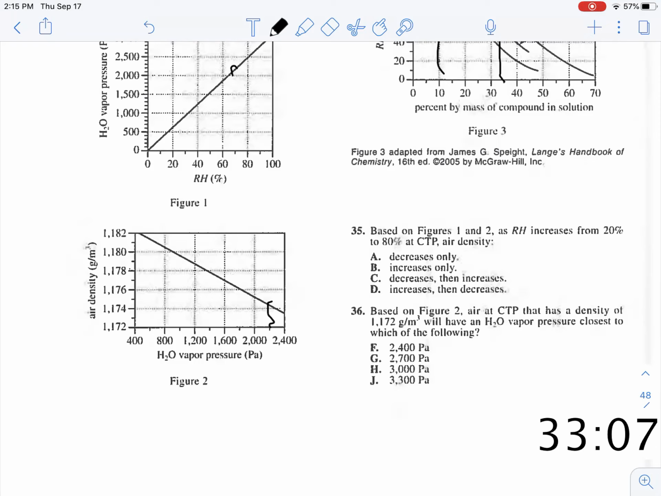This is based on Figure 2. Air at CTP that has a density of 1172 will have a vapor pressure closest to... Oh, come on, man.